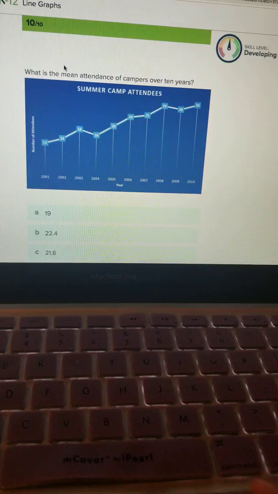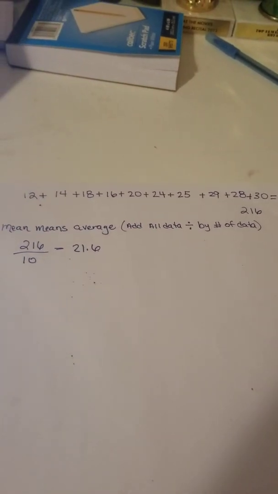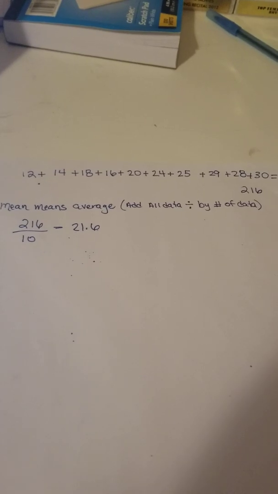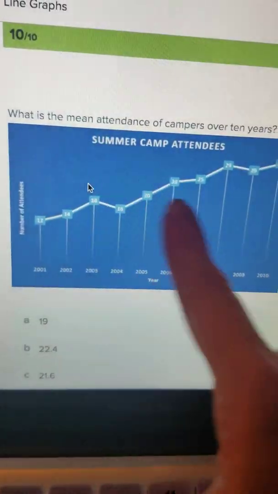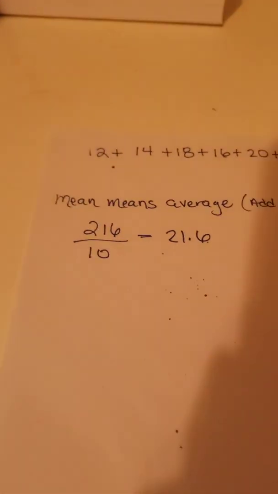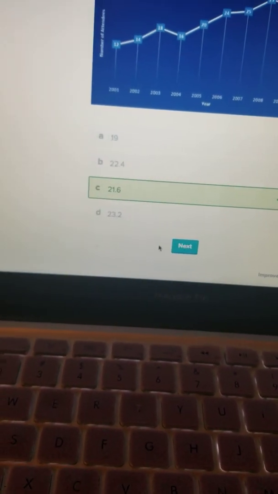Mean means average. So what we do to find the average is we write all our data points, add them up, and divide by how many data pieces we have. I added all of these numbers and then divided by 10 years, and you get 21.6. Click, check your answer. Great. Next.